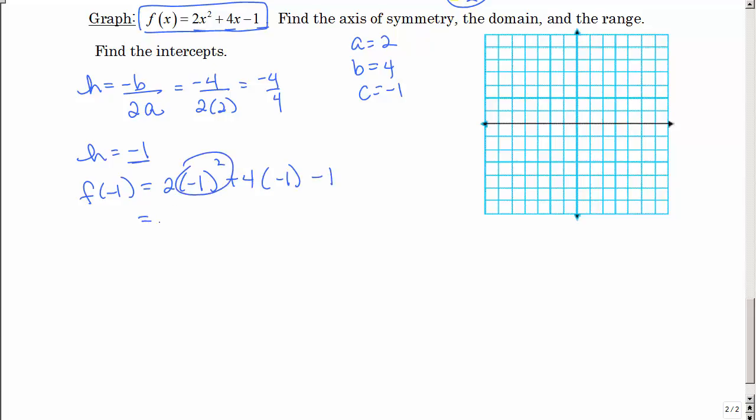Order of operations. So let's see, that's -2 minus 1 is -3. So my vertex is (-1, -3). Since a is 2, that means it goes up, so from my vertex, over 1 and up 2. Over 1, up 2.